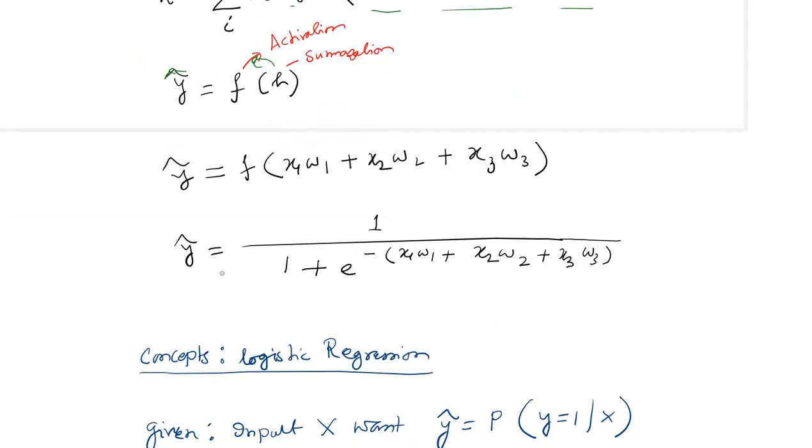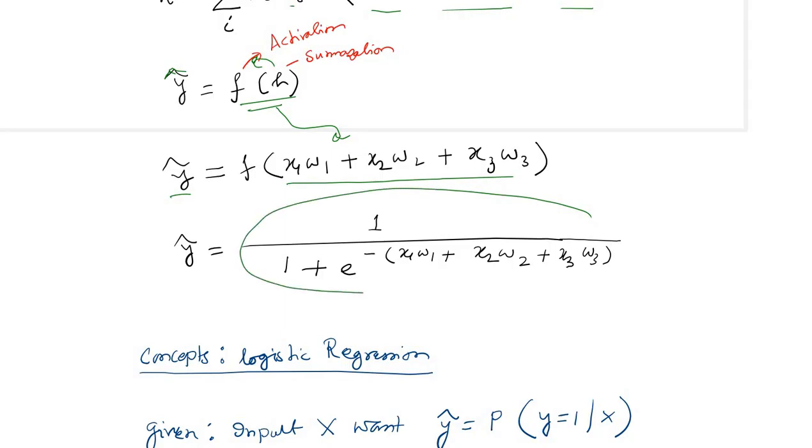Now what is this y function? This f of h is rewritten as f of x1 w1 plus x2 w2 plus x3 w3, which is nothing but 1 divided by 1 plus e to the power minus (x1 w1 plus x2 w2 plus x3 w3). Now you will be wondering where this activation function is coming from. If you remember, it is coming from logistic regression.